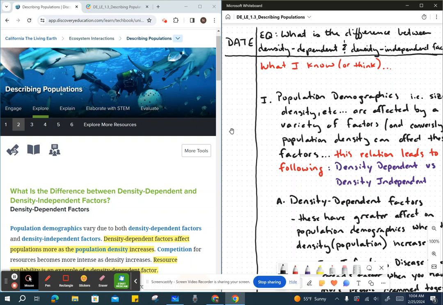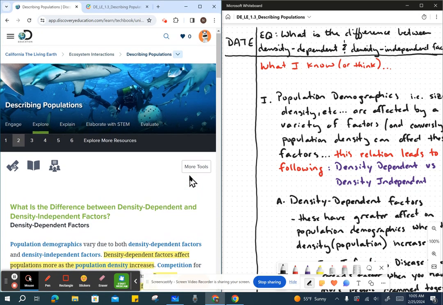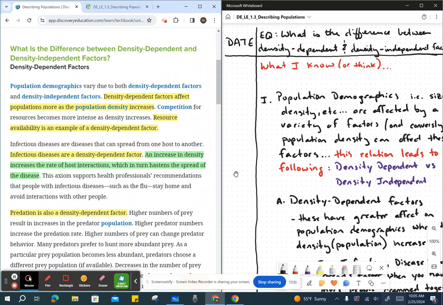Okay, so we're talking about populations, and these are factors that affect your population demographic, whatever that demographic is. We might be talking about how many males versus females, how many old people versus young people, what the population density is, population size, everything, right? Okay, so go ahead and take a moment, hit pause, write down what you know. And hopefully you wrote down a little bit about what you know there.